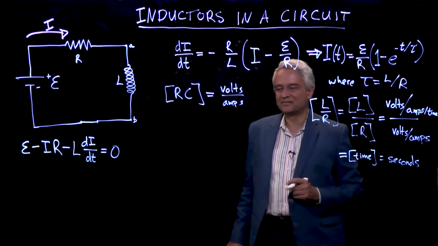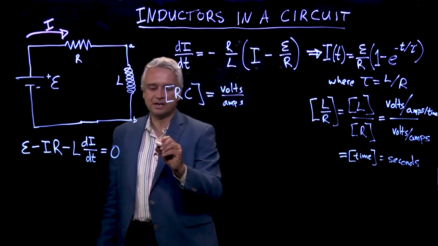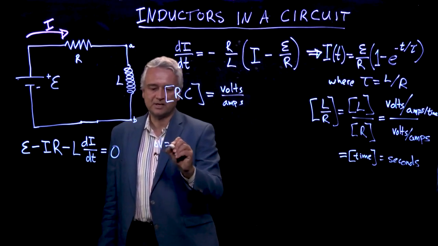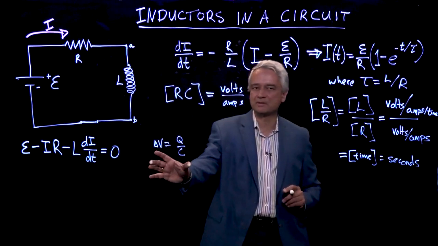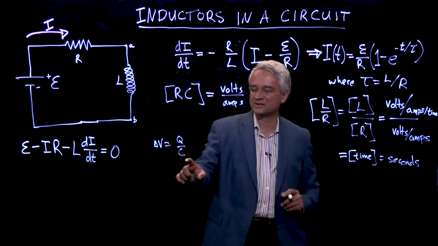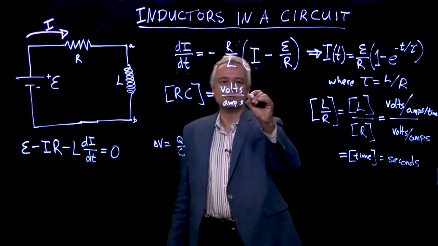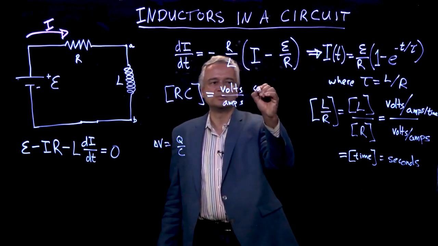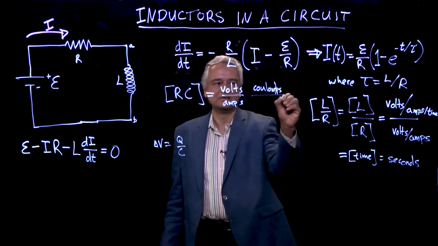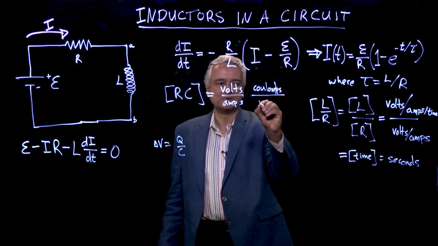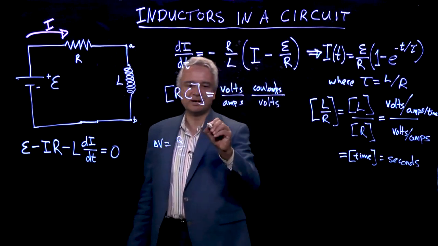Now, what about the units of capacitance? Well, remember that with a capacitor, the voltage across the capacitor was given by Q over C. That's an equation that I remember. That tells me that the units of C are the units of charge divided by the units of voltage. So the units of charge, that's coulombs, divide by volts. The volts cancel, and now I have coulombs over amperes.